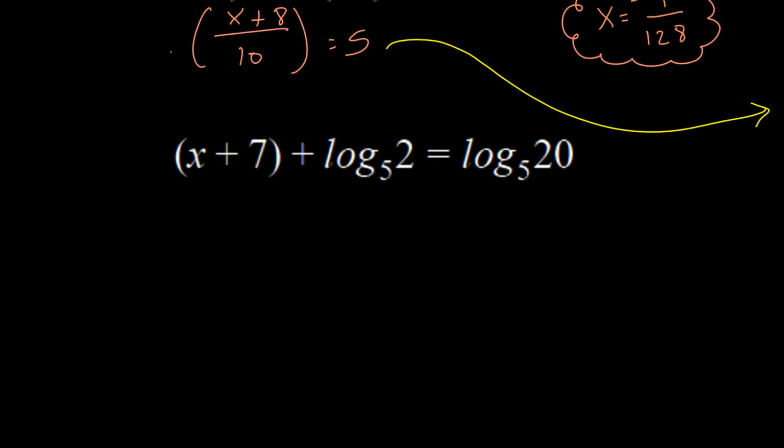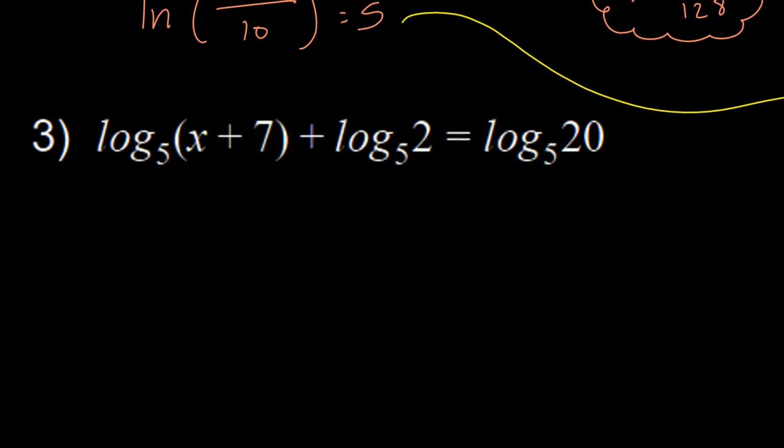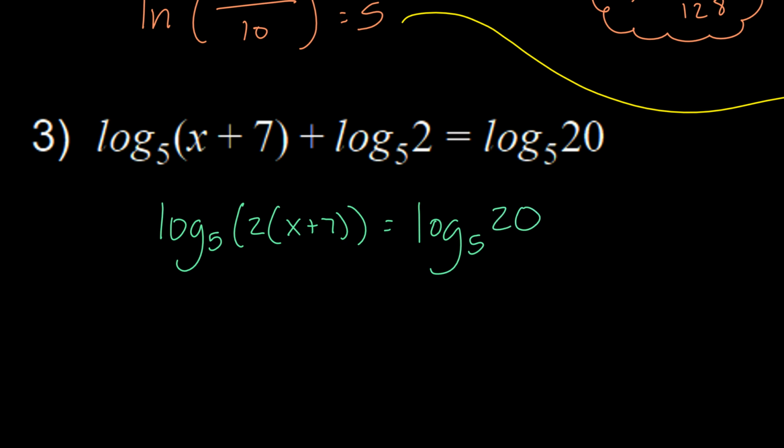And lastly, number 3. What do I have to do first? Combine the logs on the left-hand side. How do I do that? Multiply. When we're adding logs, it's the same thing as combining into 1 by multiplying. So it's going to be log base 5 of 2 times x plus 7 equals log base 5 of 20. What do I do when I have log of the same base equal to log of the same base? They cancel and I just have 2 times x plus 7 equals 20.